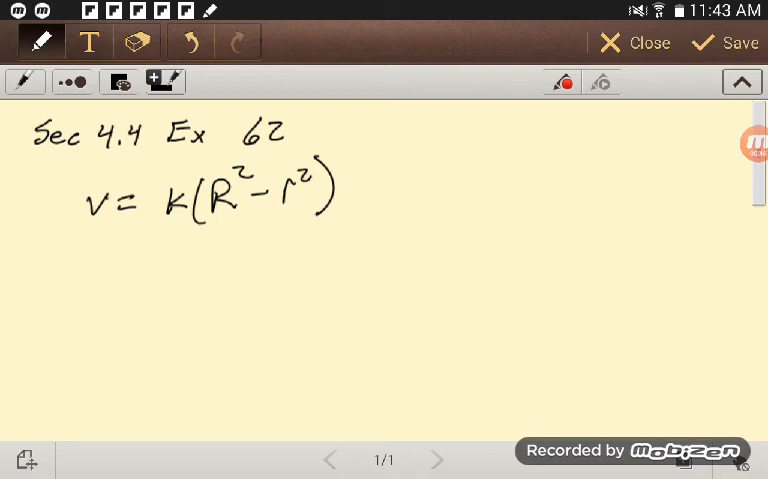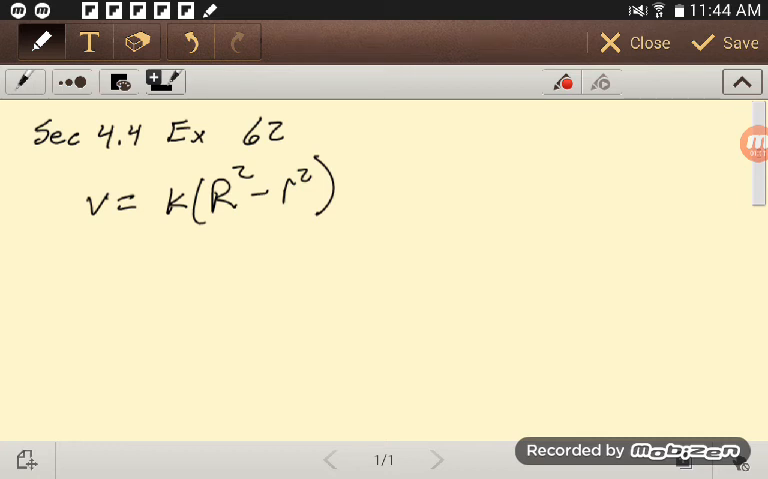And so what this says is as you're toward the middle, so little r would be 0 at the middle. The velocity is bigger at the middle and much lower out at the edges of the artery. Okay, so constant of proportionality k.